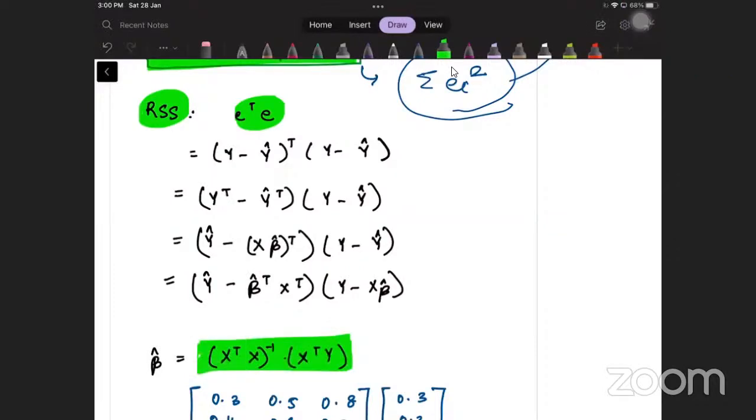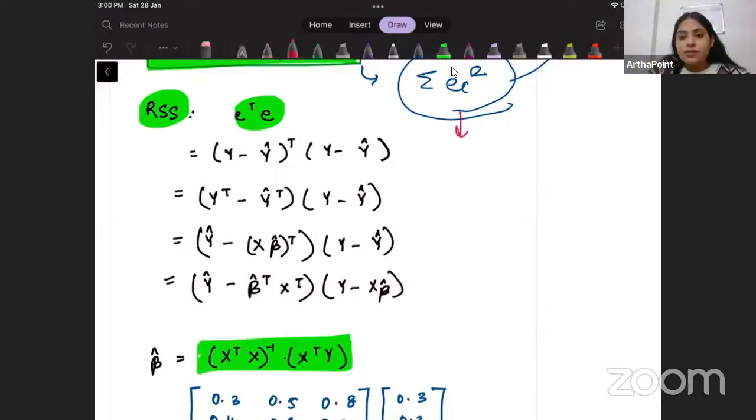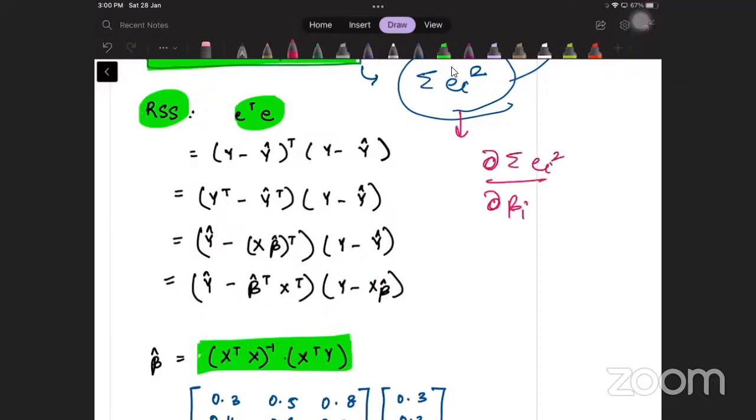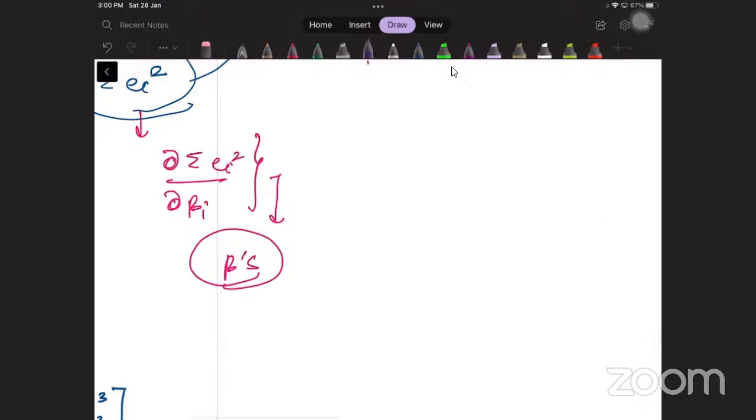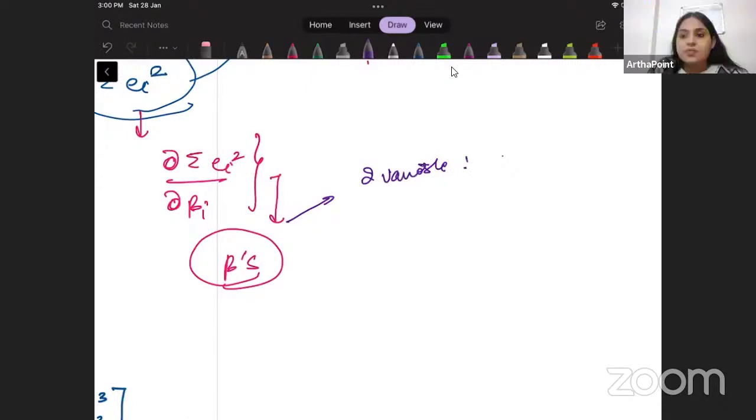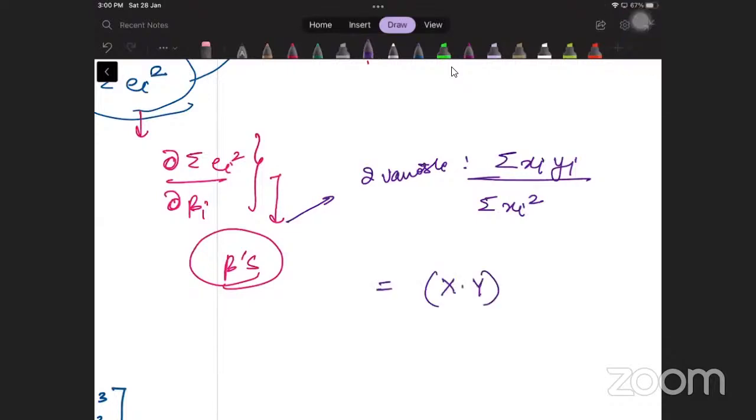With respect to what were we minimizing this? We were minimizing with respect to betas, right? And when we solved these equations, we were getting betas. If you remember, in a two variable model, my beta was summation xi yi upon summation xi square. So this is nothing but x into y summed up into summation xi square inverse.